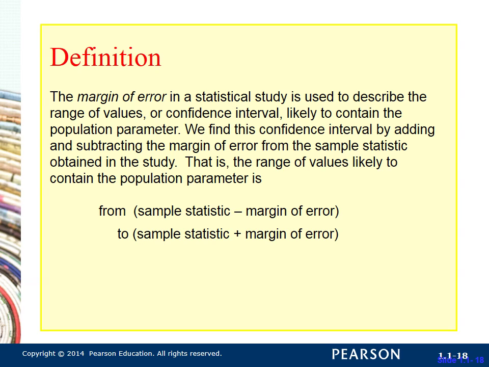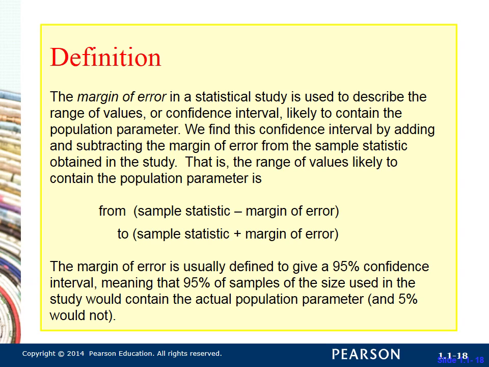Because we just have a sample, we don't know for sure, but we can use our sample plus a margin of error to say we're this percent confident that the true population parameter is between the low boundary and the high boundary. So if it tells me I have a 95% confidence interval, that means 95% of my samples, which do have to be of the same size used in the study, would actually contain the correct population parameter.